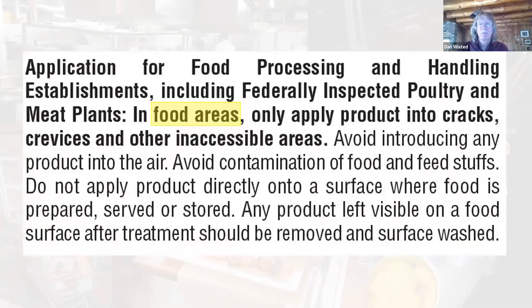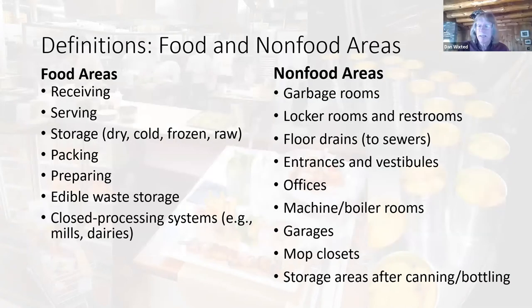So then the question is, okay, can you use it in a food handling establishment? Can I use it anywhere in an establishment? Maybe yes, maybe no. Again, you have to look at the label. Here it's talking about use in food areas. What does that mean? Again, in regulation, food areas are defined specifically as particular parts of a food handling establishment, as opposed to non-food areas. A label will tell you where and how you can use it in a food area, and where and how you can use it in a non-food area.